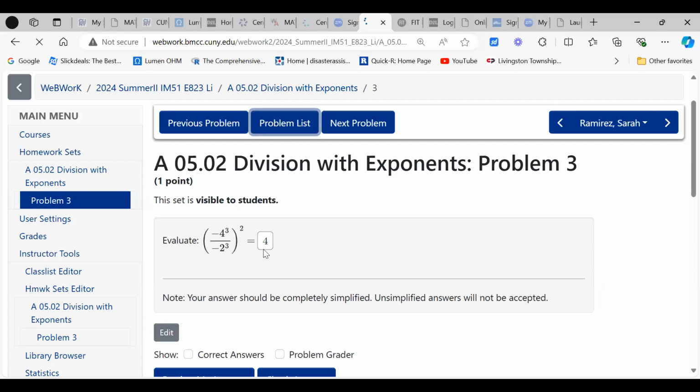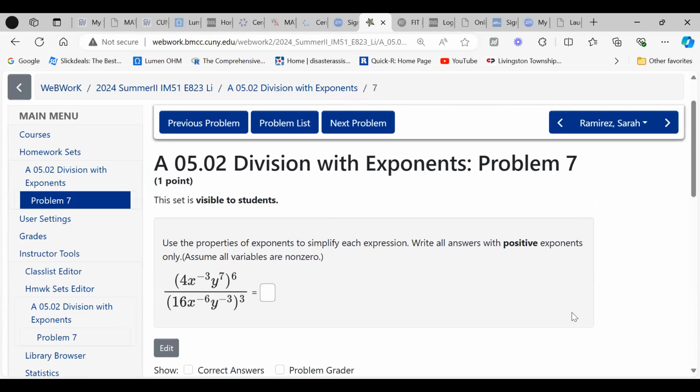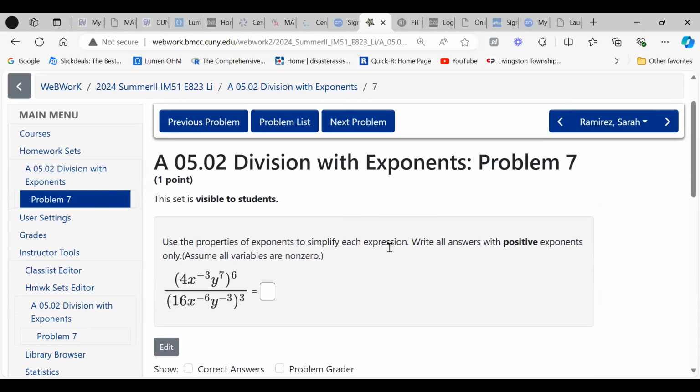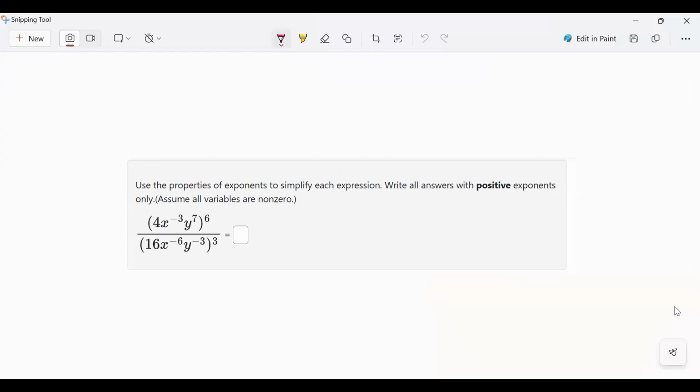Question 7. Let's take a look at that. This one is pretty comprehensive. First step, you need to screenshot this. And they only want the positive exponent, so after that we need to simplify to the end. So here we get this. We're going to distribute it first, right?